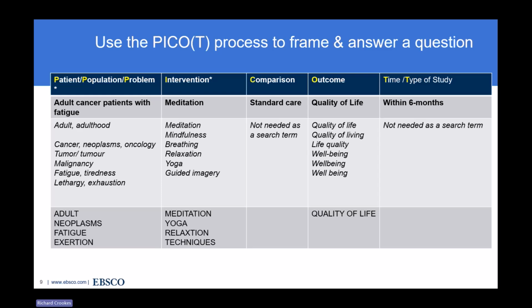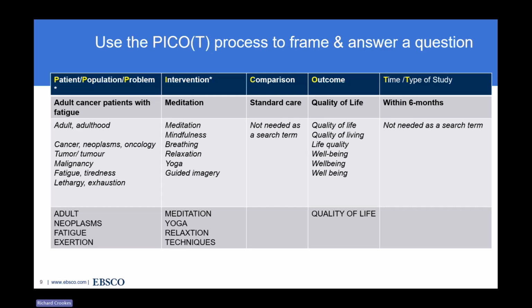Now, the third row there, as you might guess, are the CINAHL headings, or what would be the current MeSH terms, the MEDLINE. So adult obviously will be a subject group, a subject term. Neoplasms, that could be variations of cancer, of course. It could be specific cancers. It could be colorectal, it could be breast cancer in terms of females and so on primarily, although there is male breast cancer, of course, as well. And there's also fatigue and exertion. Again, these terms in uppercase are the appropriate subject headings that we would consider using and incorporating into the search strategy. And then for intervention, meditation, yoga, relaxation techniques.